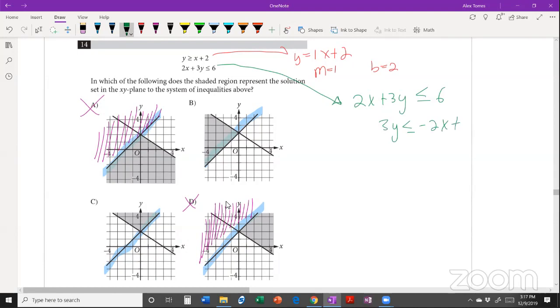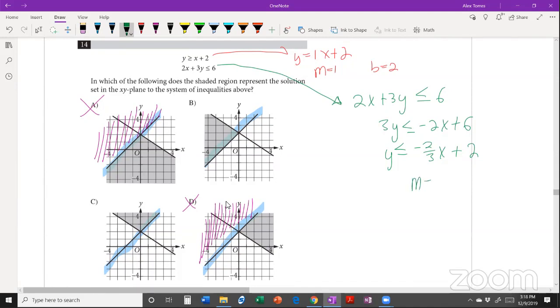Minus 2x plus 6. Why did we say minus 2x plus 6 and not 6 minus 2x? Because we know that we're aiming to get y equals mx plus b, so the x term has to come first. Dividing by 3 on both sides, you have y is less than or equal to negative 2 over 3 x plus 6 over 3, which is 2. So now for this line, you've got a y-intercept of 2, which means both lines have a y-intercept of 2, and a slope of negative 2 over 3.